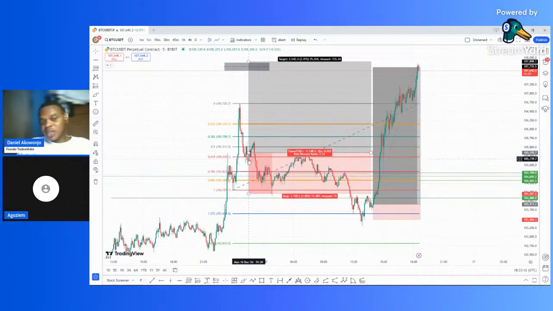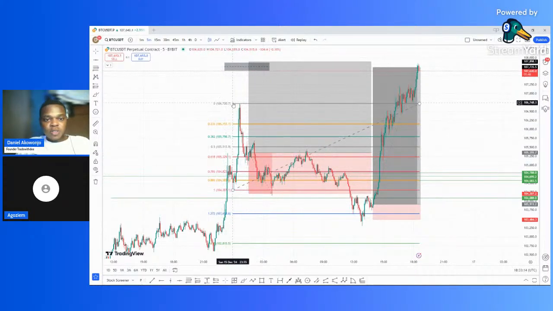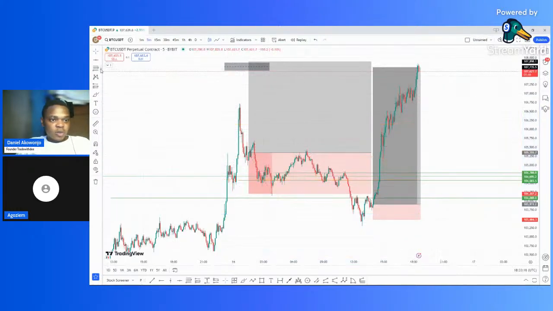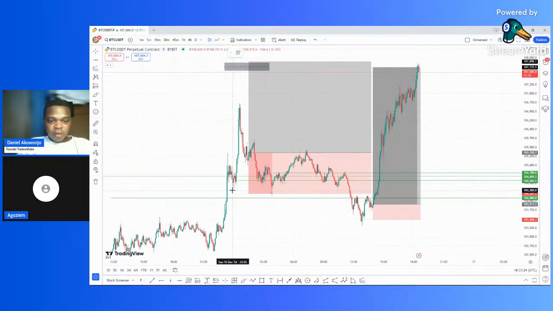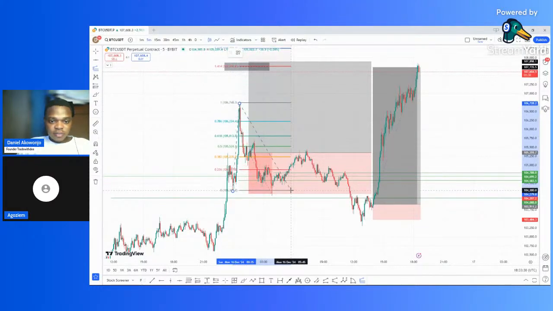Now, I used something called the fib extension. The fib extension is literally the same thing as fib retracement, but this tells you where price will get to. So I took out my fib extension. I just marked out from this point to this high, and I decided to take it like this.